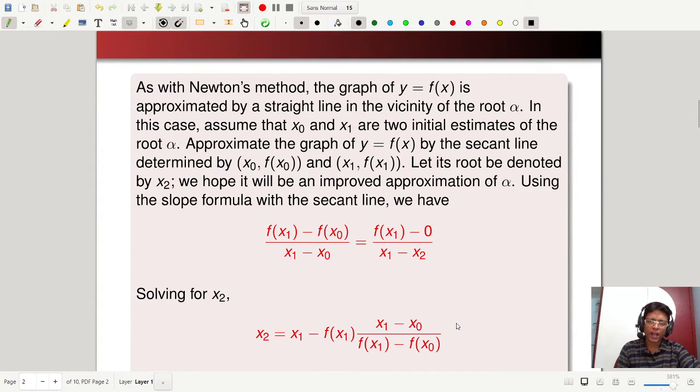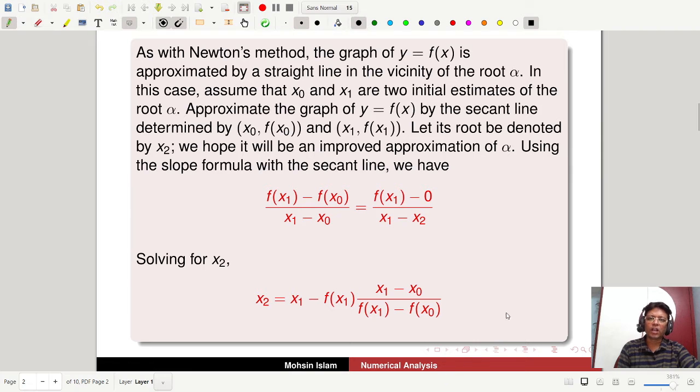So next, as with Newton's method, the graph of y = f(x) is approximated by a straight line in the vicinity of the root alpha. In this case, assume that x0 and x1 are two initial estimates of the root alpha. Approximate the graph of y = f(x) by the secant line determined by (x0, f(x0)) and (x1, f(x1)). Let its root be denoted by x2. We hope it will be an improved approximation of alpha.